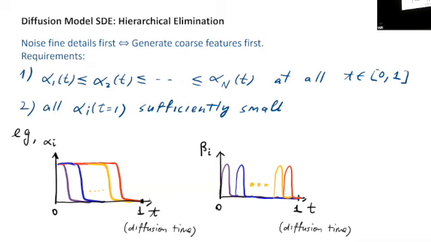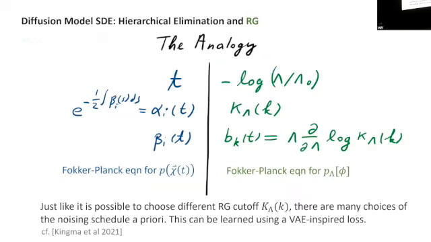Okay, that's an extreme case, but you can have something in between, and there are many freedoms to choose these that all satisfy the idea that you wipe out fine details first. So this is the analogy, and you could justify it according to the Fokker-Planck equation for the distribution. On the right-hand side, the RG side, this distribution is the Boltzmann distribution. Moreover, it's very nice because using VAE-inspired losses, these betas are actually open to learning. You could just learn your noise schedule.